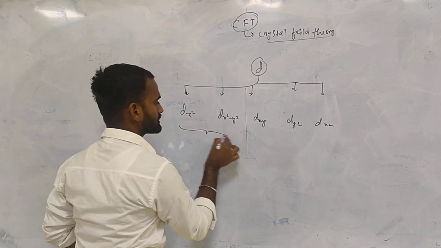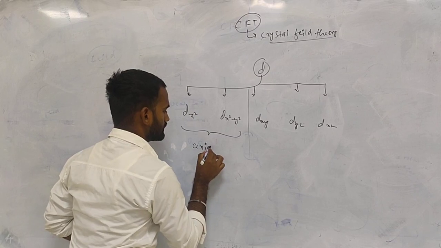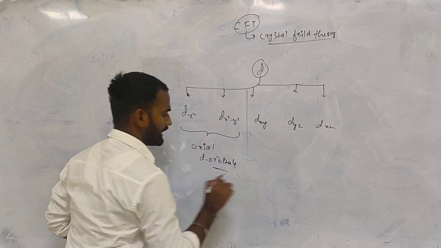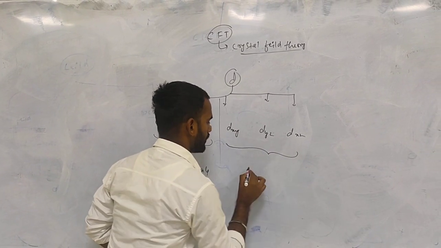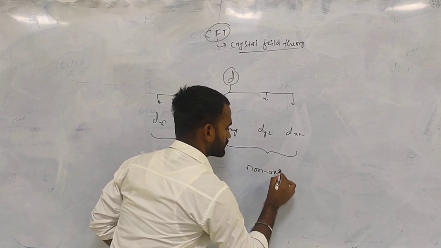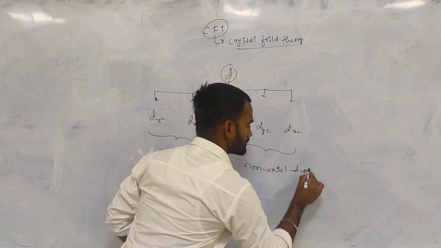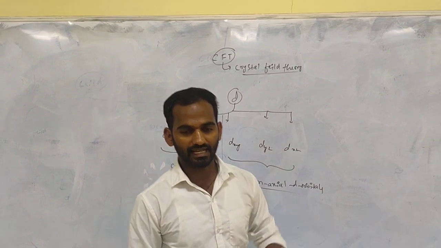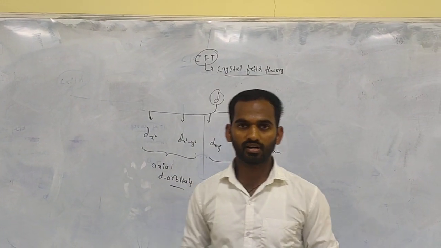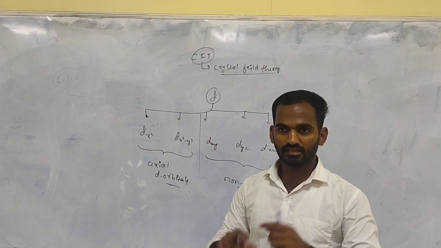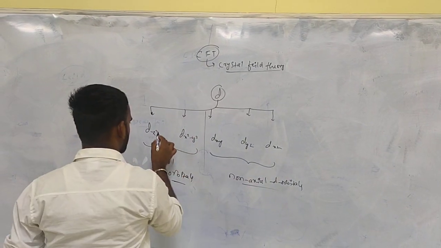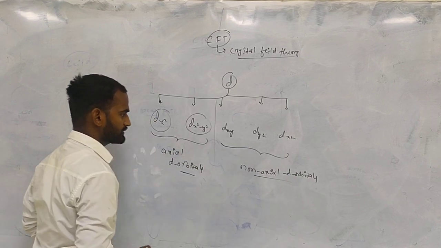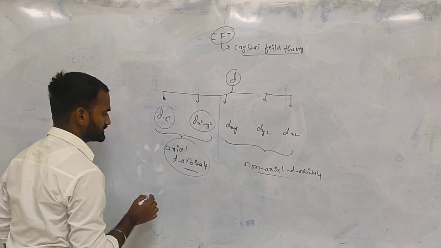Firstly the axial d orbitals, and next the non-axial d orbitals. What does it mean? We can see the graphical representation, or the shape, of dz square, dx square y square, and all the d orbitals. Let's see the shapes of all these d orbitals.